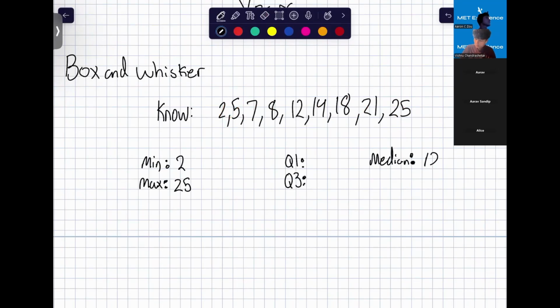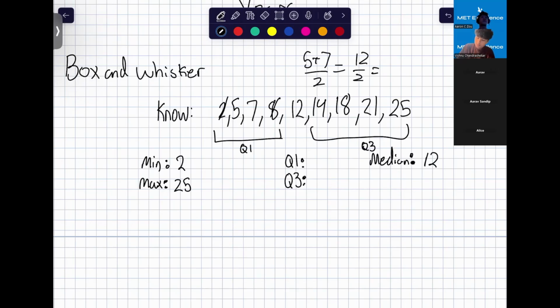Okay, 1, 2, 3, 4, 8, 9. Okay, there's 9 numbers. So to calculate the 25th percentile quartile, it's these 4 numbers, right? And then you take the middle two, the sum of the middle two, and you divide by 2. So 5 plus 7 over 2 is 12 over 2. That should be 6. So that's quartile 1.